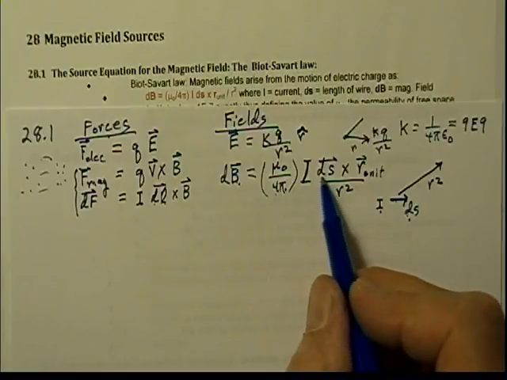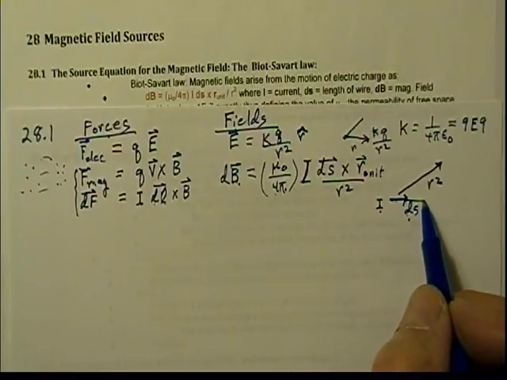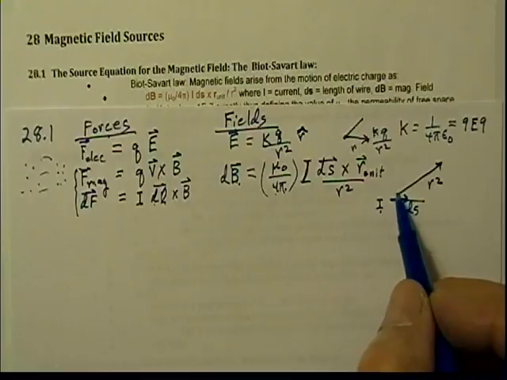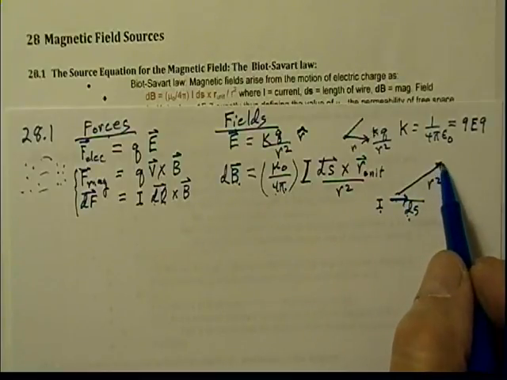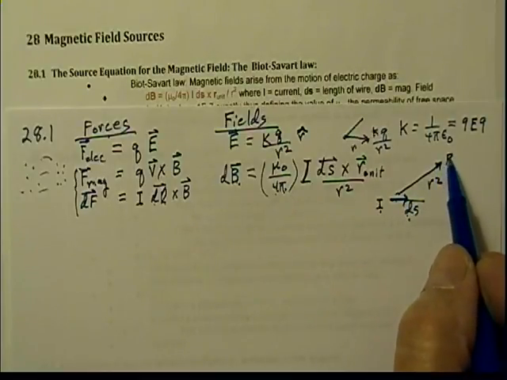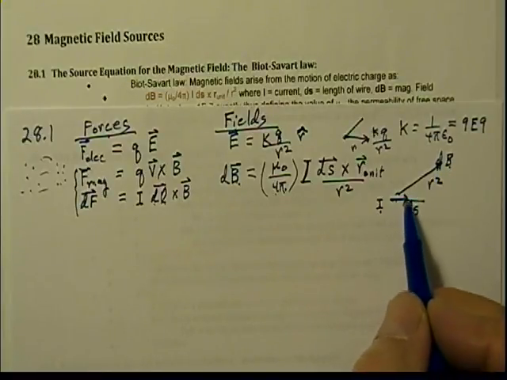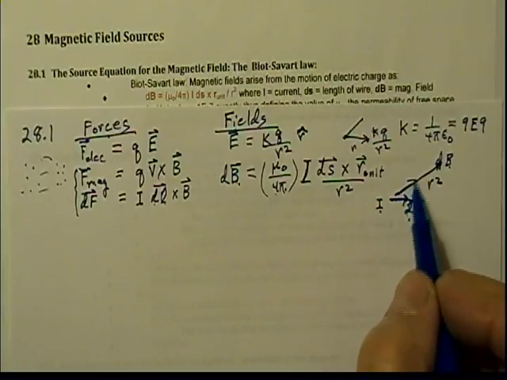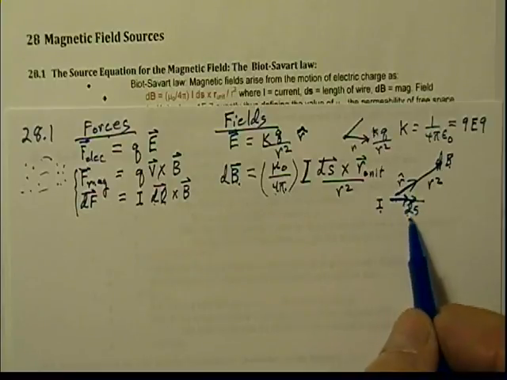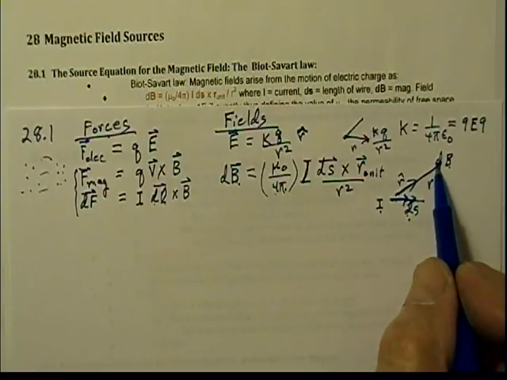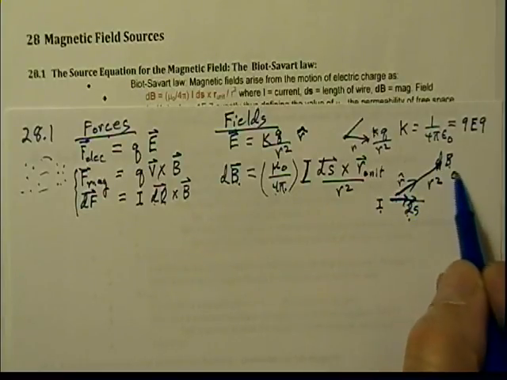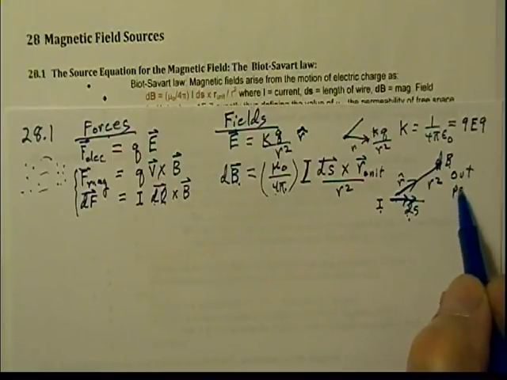And that cross product is a cross product of ds, which goes in this direction, and a unit vector, which goes along in the direction where we want to know the magnetic field. What's our infinitesimal magnetic field at this point? Well, it's going to be a cross product of those two. So it's ds cross the unit vector r, and ds cross r comes out of the board. So this is out of the paper.